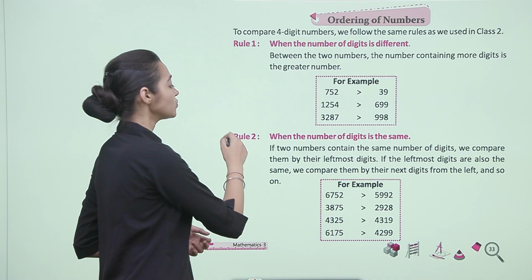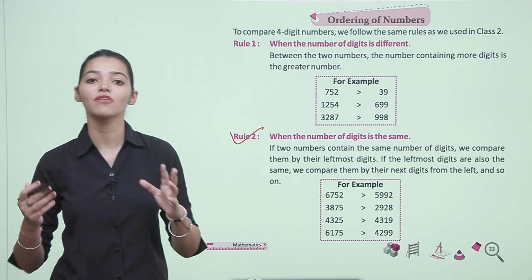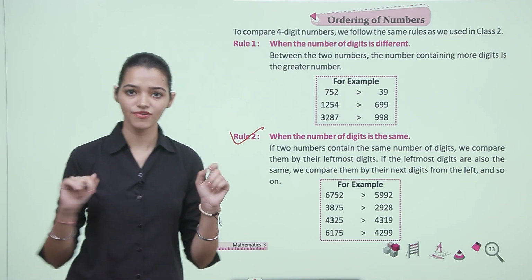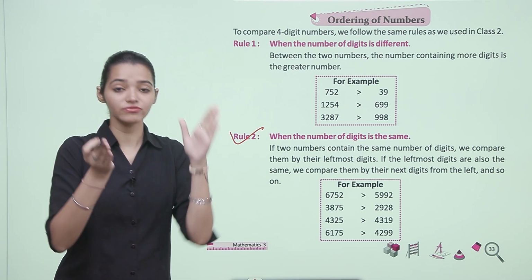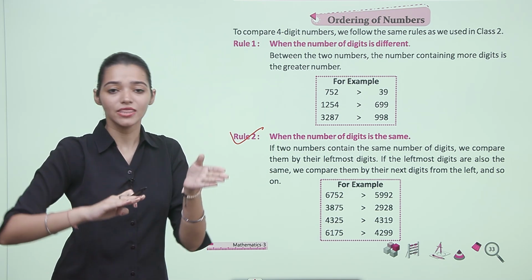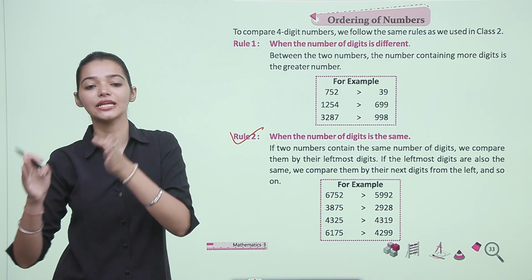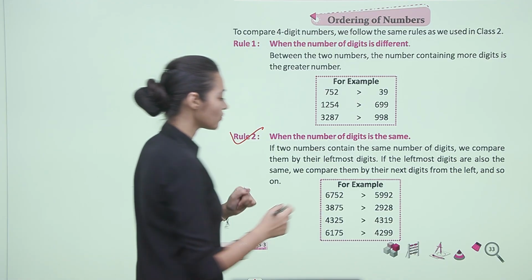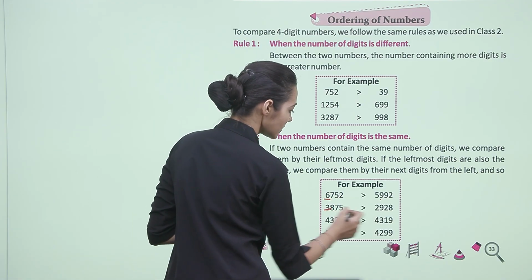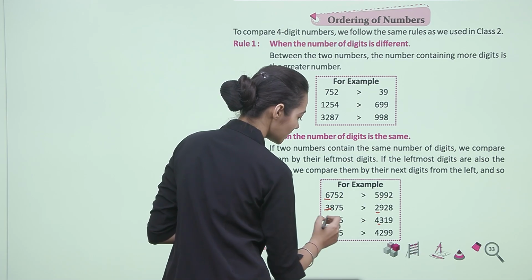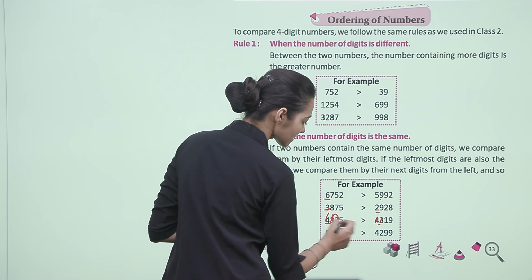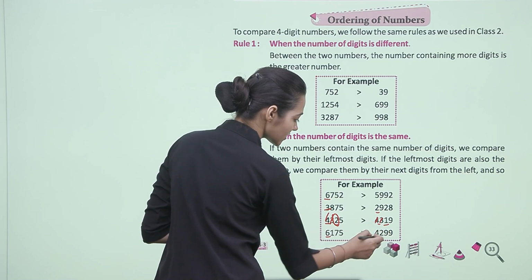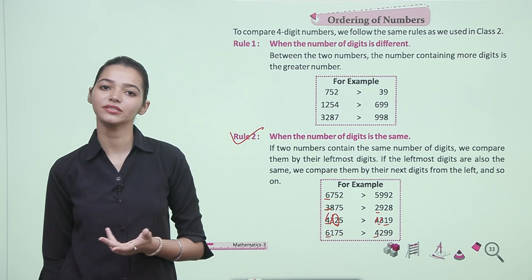Now our rule 2 is also very simple. When the number of digits is the same, then we will compare the leftmost digit. If the leftmost digits are also the same, then we will compare them by our next digit, then the next, and so on. For example, in this one, 6 is greater than 5, 3 is greater than 2, 4 is similar, so we won't count this. 3 is also similar. After that, 2 is greater than 1, 6 is greater than 4. That's how we will compare the numbers.